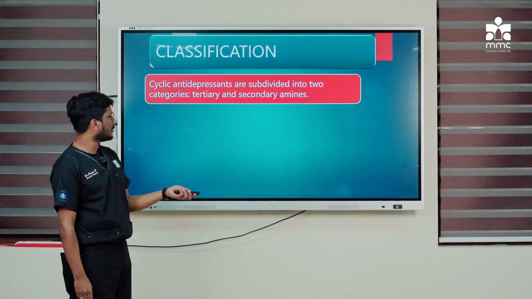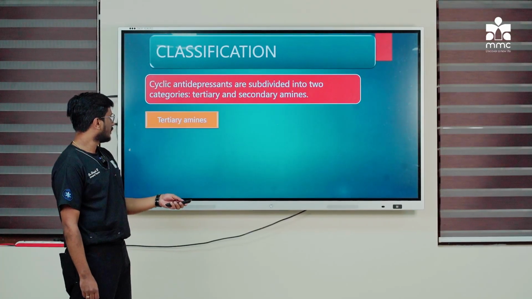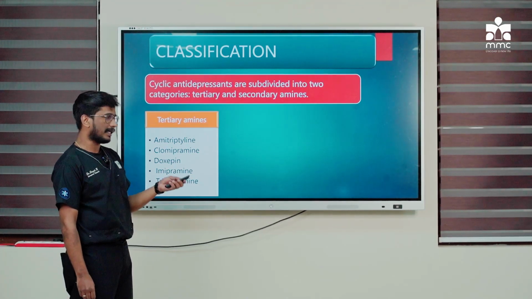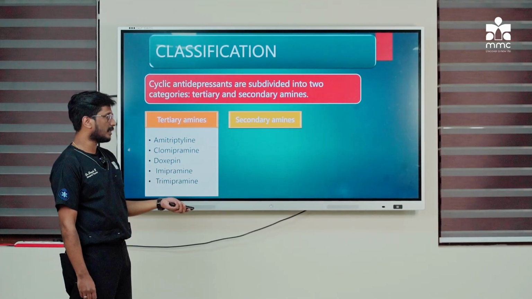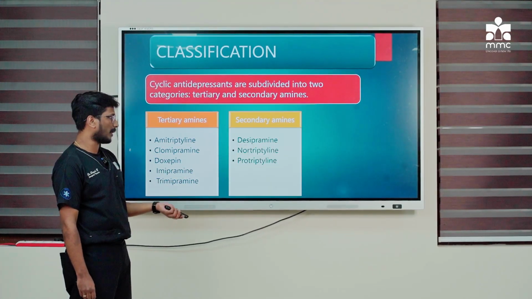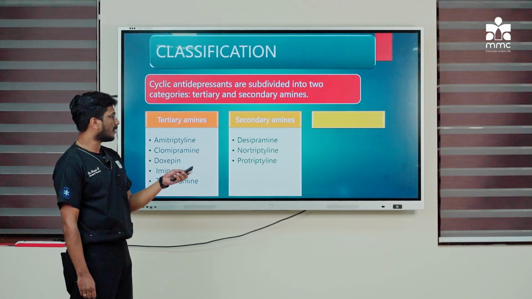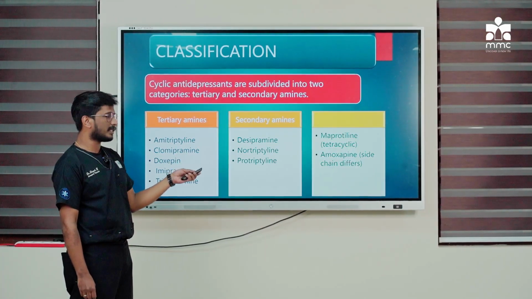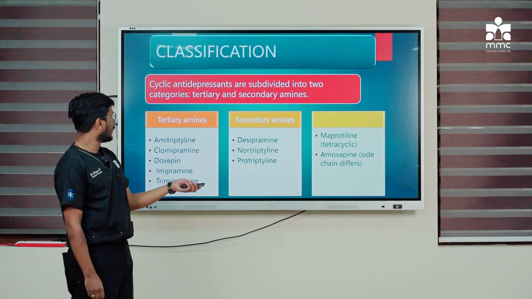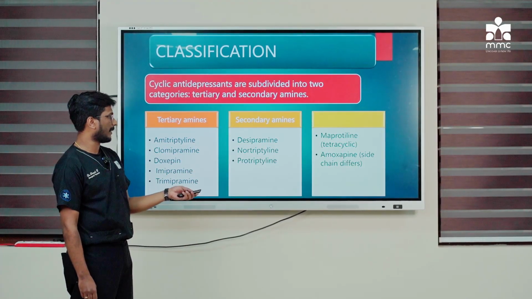So, cyclic antidepressants are divided into two categories, that is tertiary amines and secondary amines. Tertiary amines contain 2 methyl groups in the side chain, and secondary amines contain only 1 methyl group in the side chain. Tertiary amine examples are amitriptyline, clomipramine, doxepin, imipramine. For secondary amines the examples are desipramine, nortriptyline, protriptyline, and others excluding these are not included in either classification. Maprotiline is a tetracyclic, that means it contains 4 rings. Amoxapine, the side chain differs in amoxapine.